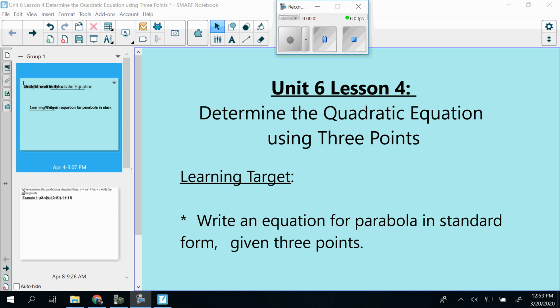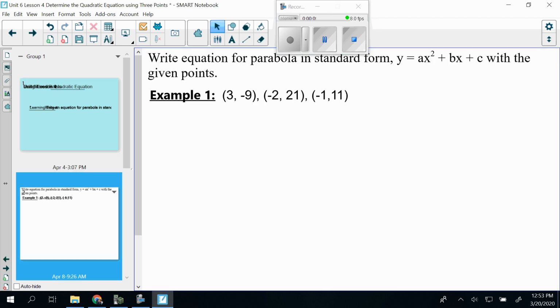Okay, we're going to look at quadratics one more time today. We're going to look at how you can come up with the equation of a parabola given 3 points. So here in this problem, they want us to find the equation of the parabola in standard form, given that the parabola goes through these 3 points.